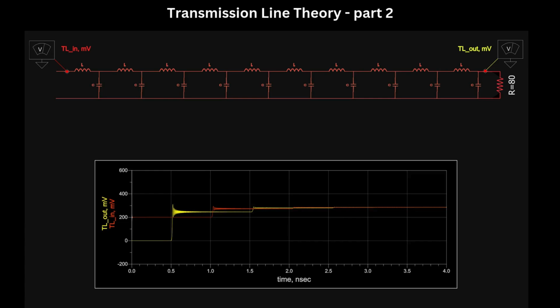At that point, the source is seeing the full 80 ohms load, and the final settling voltage is defined by the voltage division between the source and the load resistances. The larger the difference between the load and the characteristic impedance, the more will be the reflections. The ratio of the reflected to the incident signal is called the reflection coefficient. It depends on the difference between the load and the characteristic impedance.